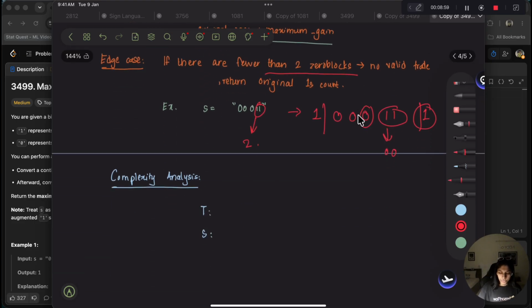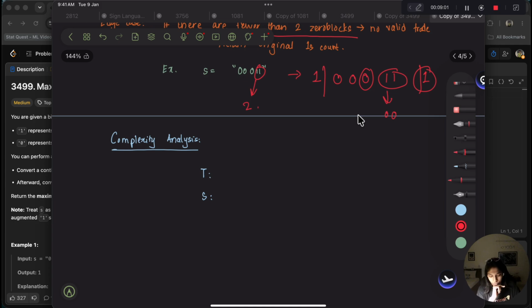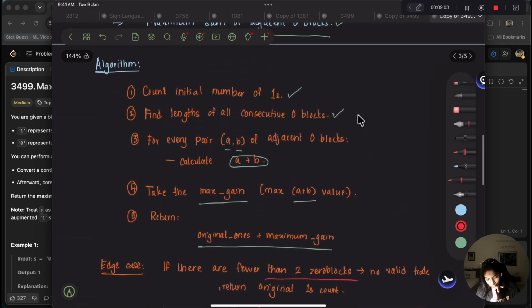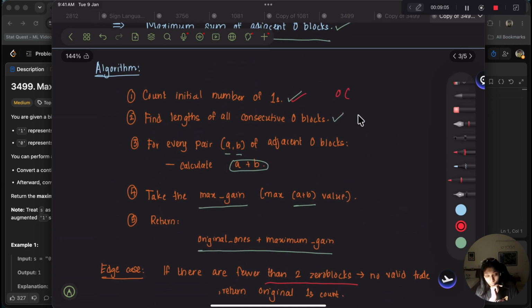Okay, so let's analyze the complexity over here. What were we doing? We're going to find the ones count, which is O of n. And the length of all consecutive zero blocks, again, this is one pass, O of n. Then we're going to compare pairs, O of n. And then we just take the maximum of all of that. That part doesn't add up.